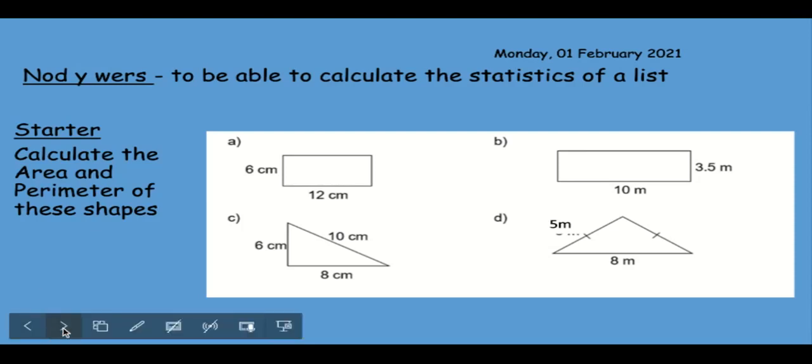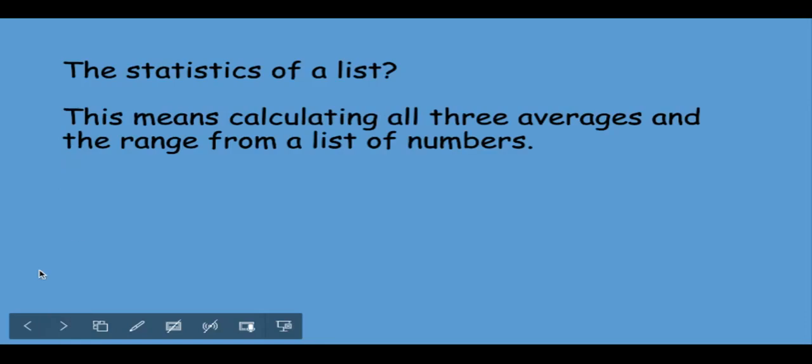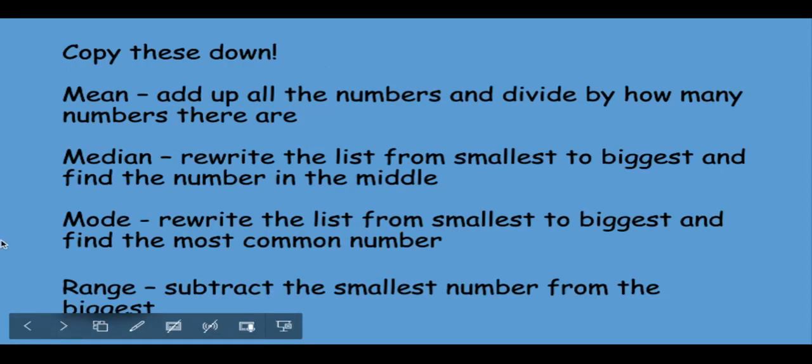Okay, so let's have a look at the answers. So just mark your own. So statistics of a list, all we mean really by that is we're going to calculate all three averages, the mean, median and mode, and the range from a list of numbers. So just some explanations of what they mean, those three things: mean, median, mode and range. We just copy those down. If you need a bit more time, obviously you can just pause.